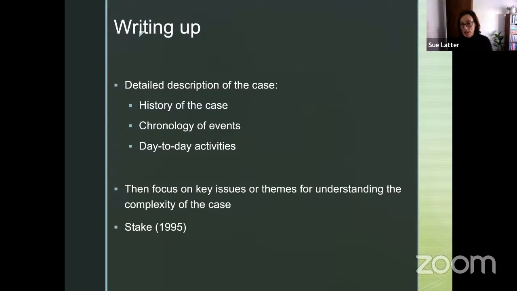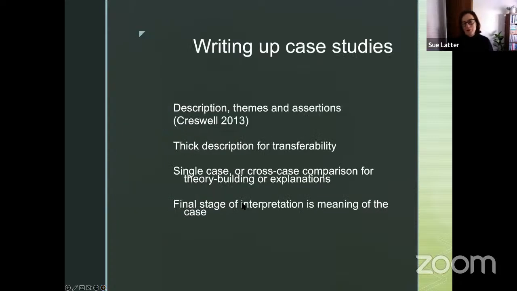Then you've got to do the analytic bit, and you've got to crunch through your data from different sources, remembering what the key issues or themes are for understanding the complexity of the case. That is a very shorthand way of talking about how you write up. But it draws on the principles of qualitative analysis and triangulation, really.